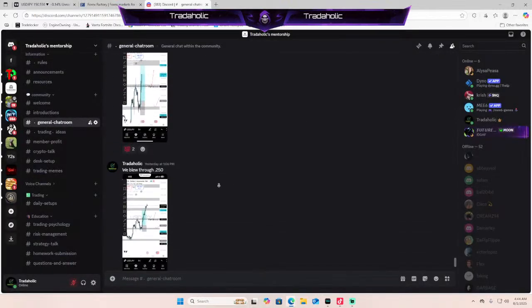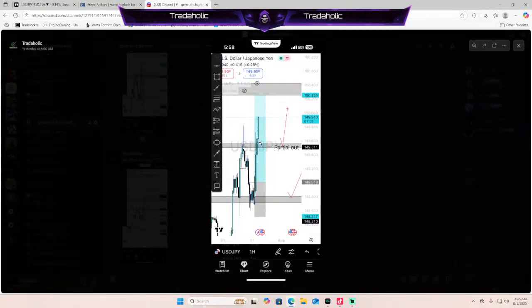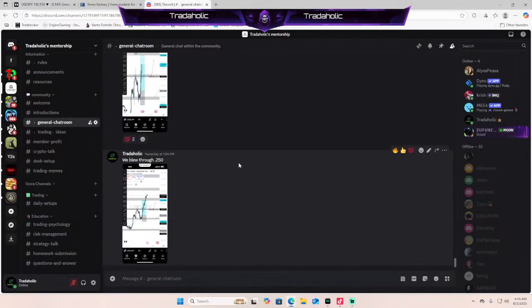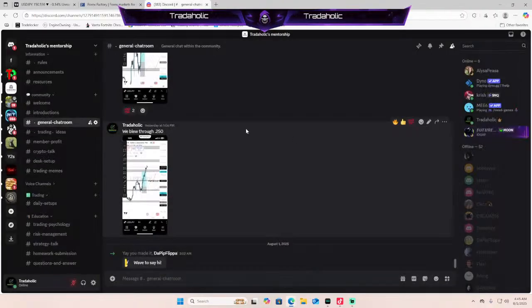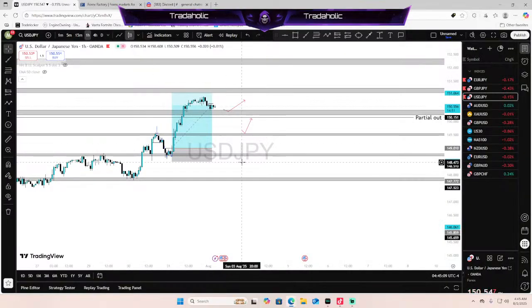And then during the day, price ended up breaking out, continuing higher, and then we blew through that 250 area, which would be this area right over here, which was my second target. Then I had a runner. So this is the market right here.